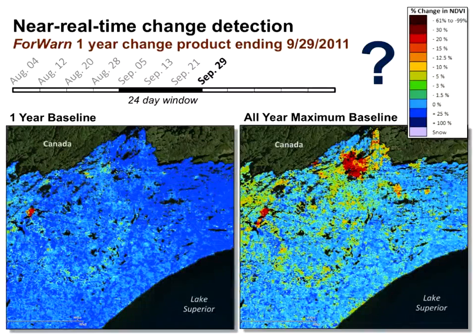So here we have another example. It's a little more complex. I'm showing the power of two different baselines here. We have a one-year baseline on the left and an all-year maximum baseline on the right. So on the right, it's the green, it's conditions on 9/29/2011 compared to the greenest we ever saw in the fall of 2011.